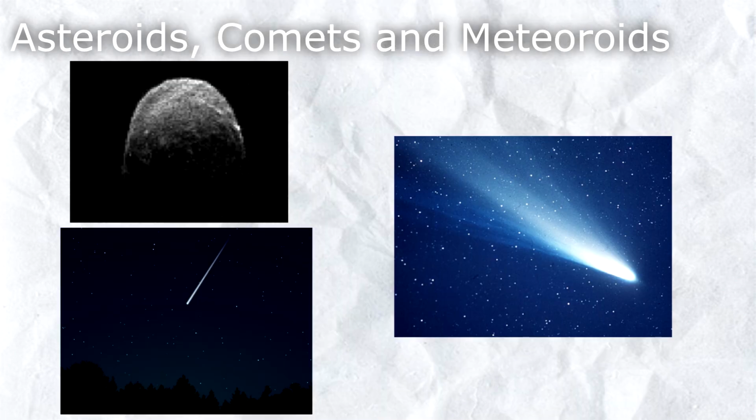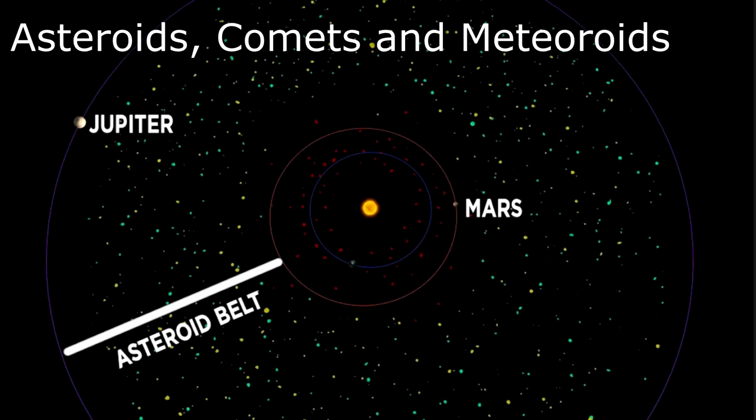All 3 have similarities. First, they're believed to be remnants of the materials that created the sun, and all 3 are too small to become a planet. The asteroid belt is a circular disk that contains millions of asteroids. It's between Mars and Jupiter, which separates the terrestrial planets from the Jovian planets.